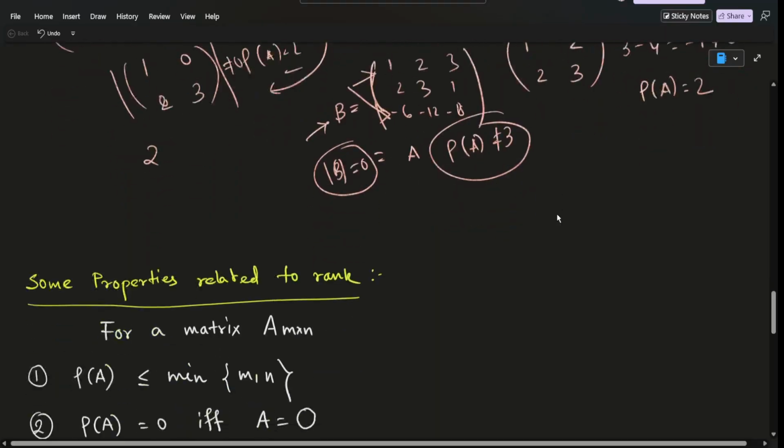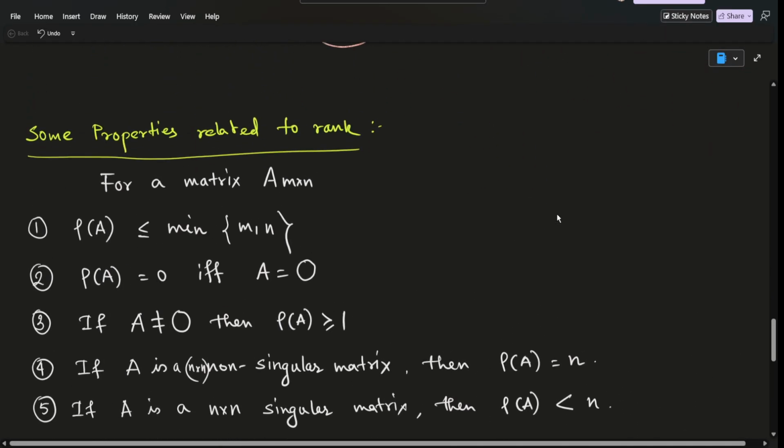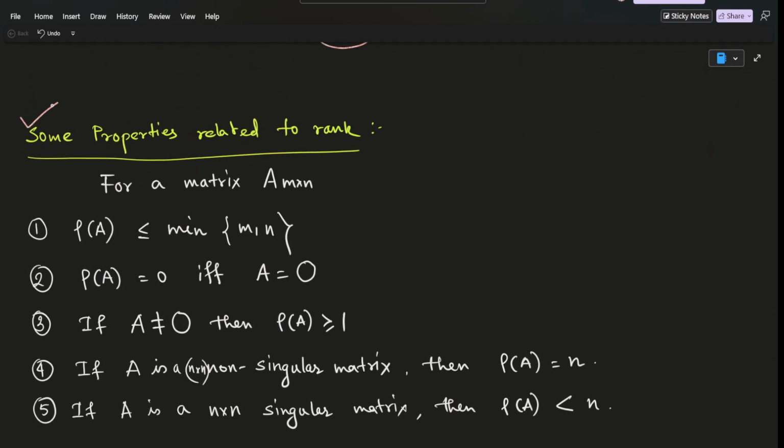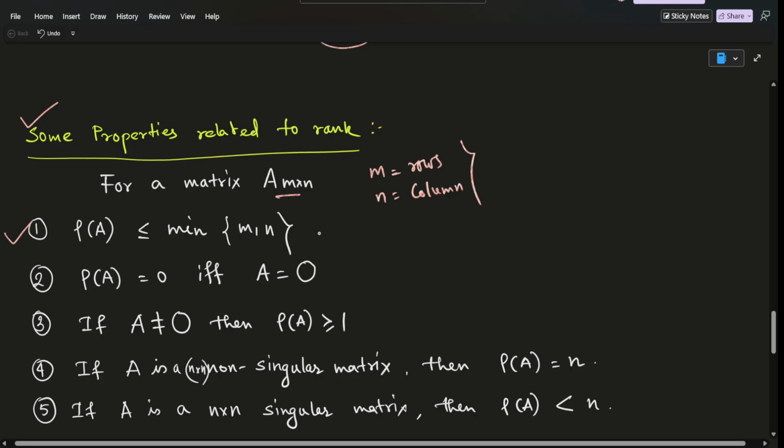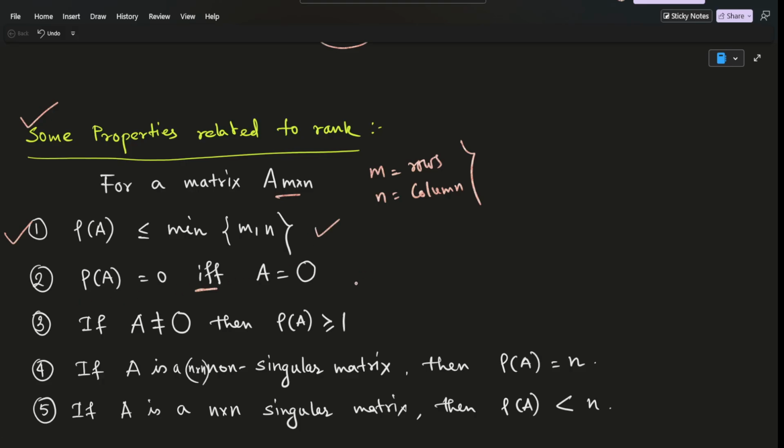Okay, so now some properties of rank. These properties are very important. For a matrix A, M is the number of rows and N is the number of columns. First, as I said earlier, the rank of A is less than or equal to the minimum of M and N. Then the rank of A equals 0 if and only if the determinant of A is equal to 0.